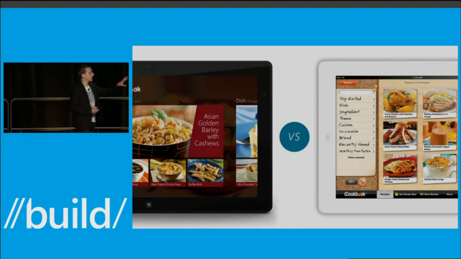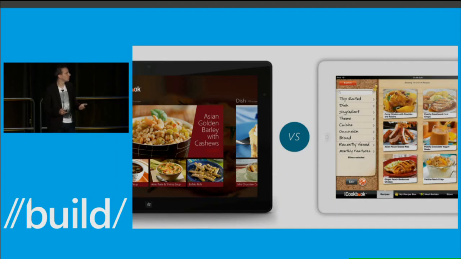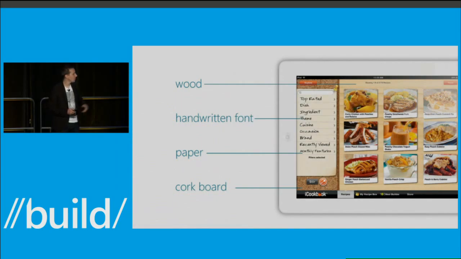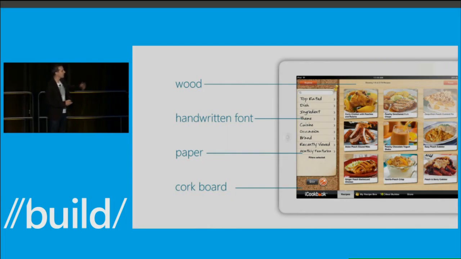Now let's compare iCookbook for Windows 8 at the left with iCookbook for iPad. And you can immediately see that the right screen has a lot of skeuomorphic design. You have a wood texture, probably refers to your kitchen environment. You have a handwritten font, probably refers to your grandma writing some handwritten notes for you, some recipes. We have some paper there, we have corkboard as well.